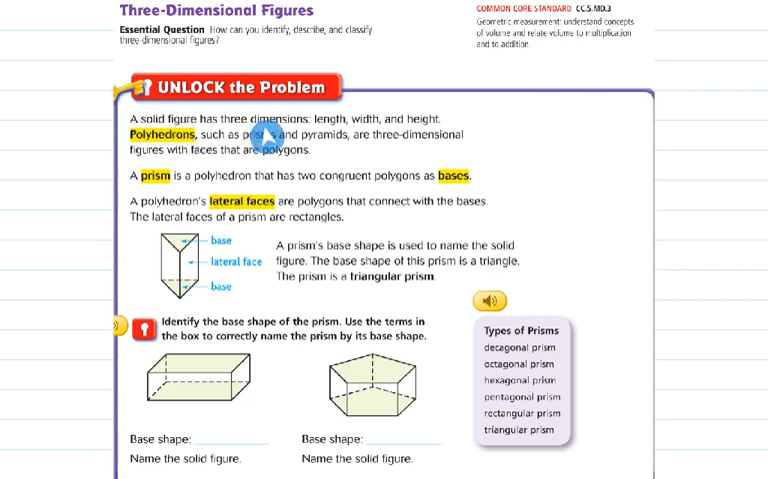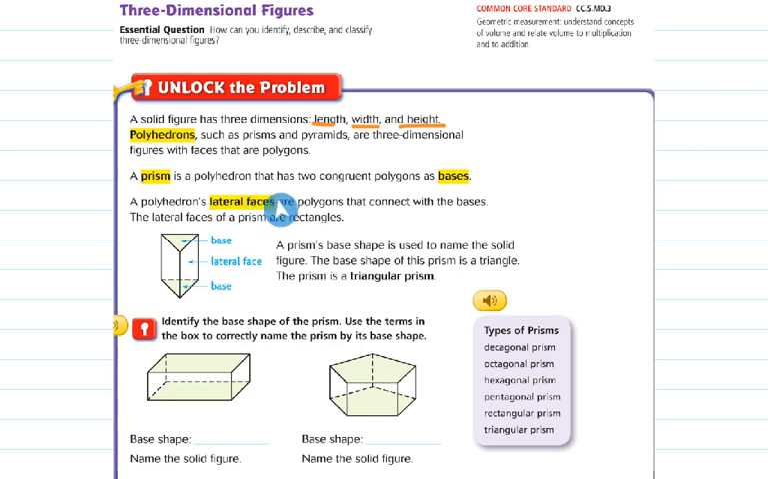A solid figure has three dimensions: length, width, and height. Polyhedrons, such as prisms and pyramids, are three-dimensional figures with faces that are polygons. A prism is a polyhedron that has two congruent polygons as bases. So we see that this equilateral triangle is an example of that.